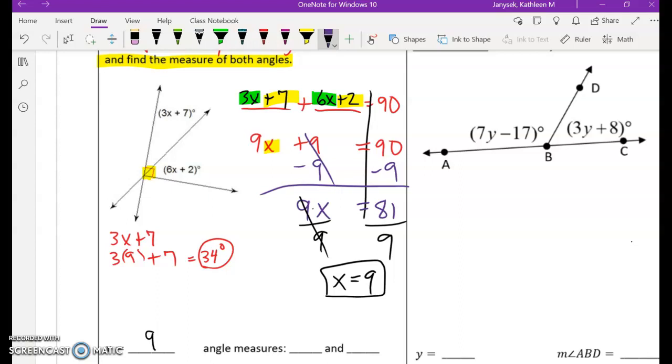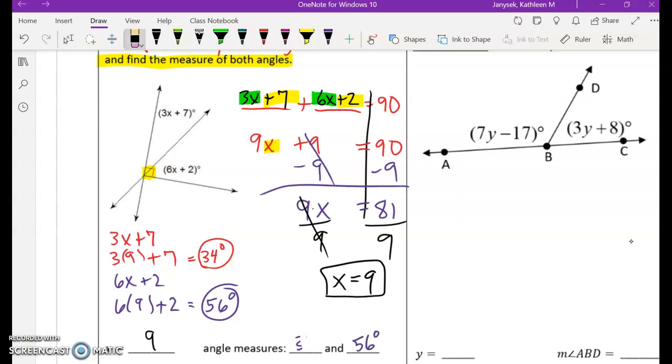Now I'm going to do the other one, which is 6x plus 2. Once again, replacing x with 9, because we know that x is 9. 6 times 9 is 54, plus 2 is 56. So those are the measures of those two angles. The smaller one is 34 degrees, and the larger one is 56 degrees.